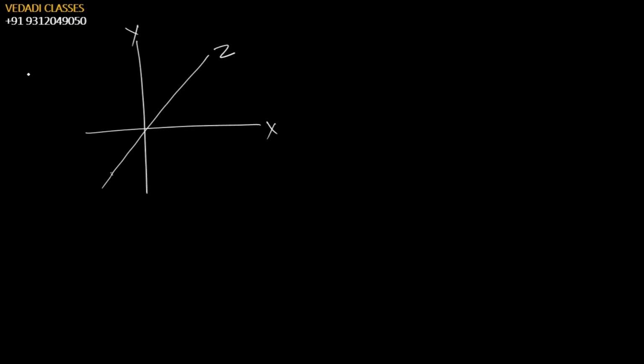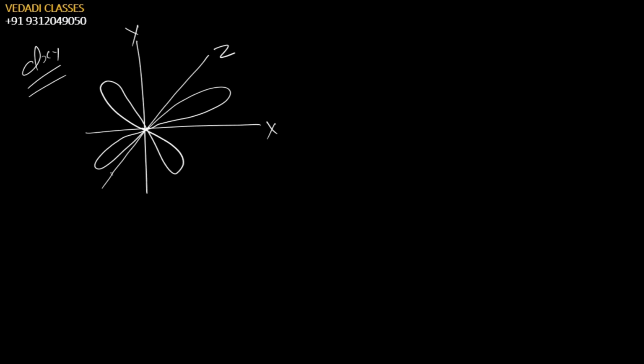So let's start with dxy. We draw a coordinate system: this is x, this is y, and this is z. We are discussing dxy. One dumbbell is in the plane of x, and the other is in the plane of y. If such a structure is formed, then this is dxy.